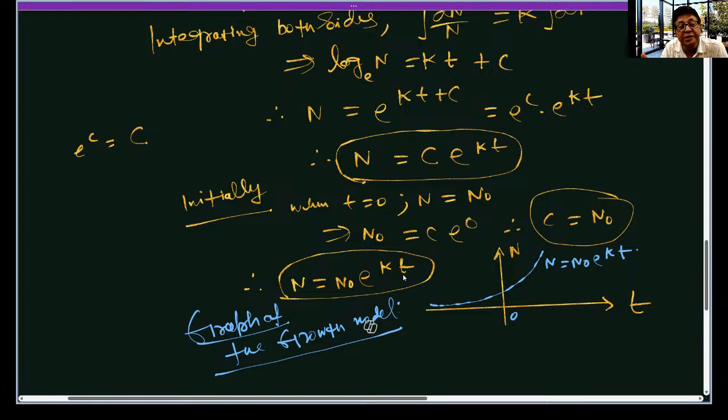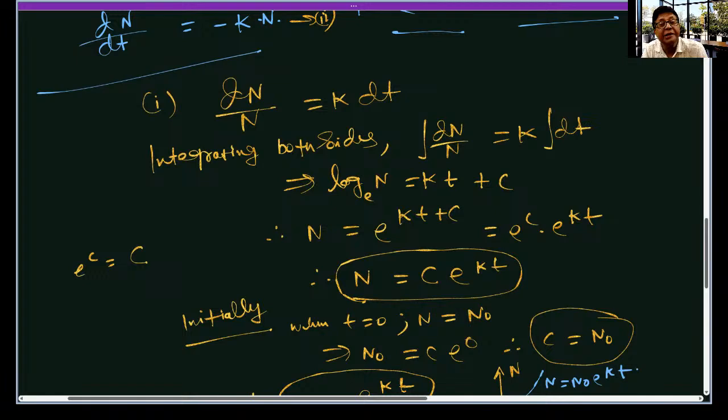Since in the support material this is derived, you have every right to use it if you are efficient in doing so. In exam you will definitely use it. In MCQ you will do. Descriptive also, we started the problem with this assumption. We know that growth model is this, n equal to n0 e to the power kt. Clear? Let us see for decay model.